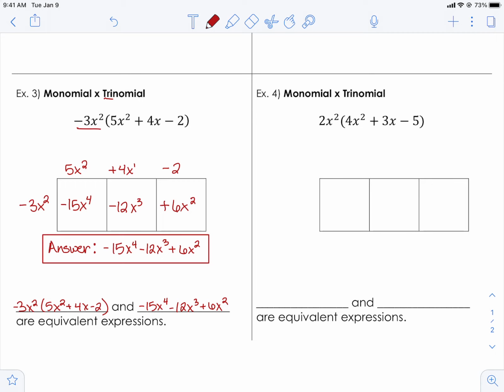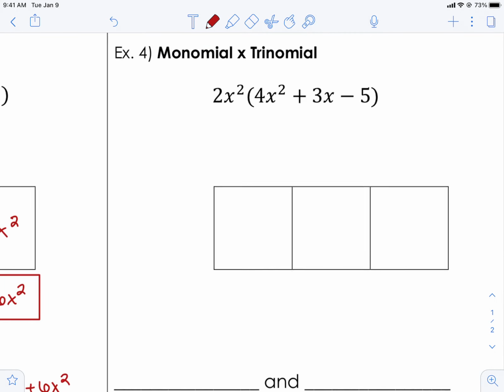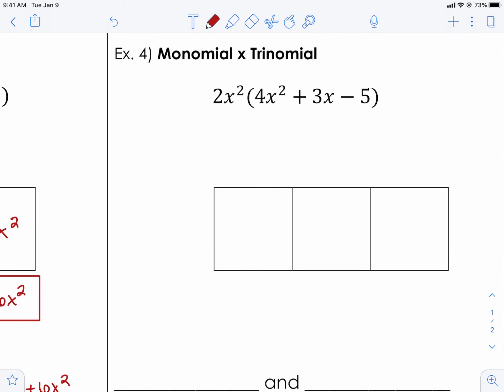Okay, so I'm hoping you paused it and you tried it, so let's go over it. So another monomial times a trinomial. I'm going to put my monomial on the side of my rectangle, and I'm going to split up the trinomial into the 3 different parts. So I take the first term, which is 4x squared, the second term, which is a positive 3x, and then the last term, which is a negative 5. And now I'm going to multiply coefficients, add exponents.